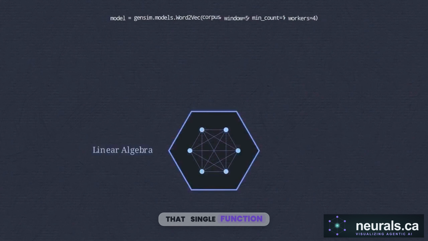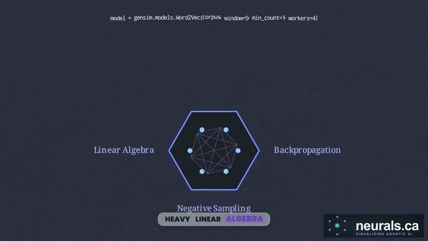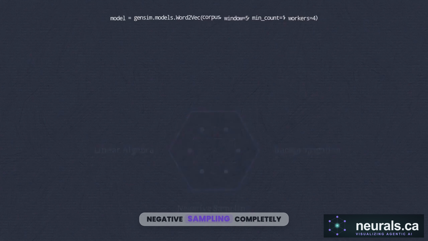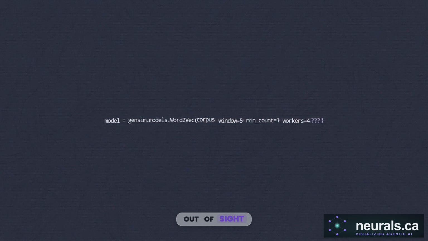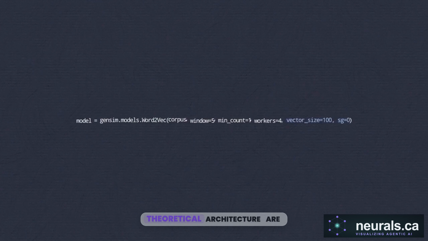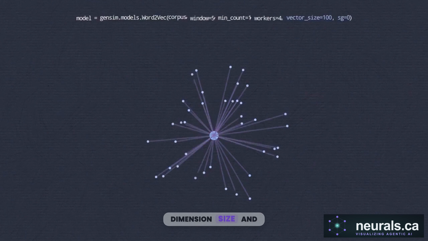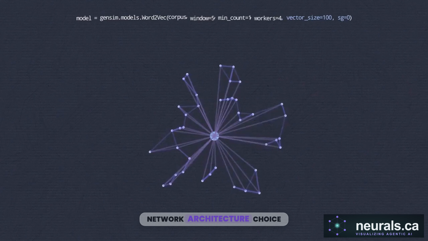That single function call is the entire engine. It executes all the heavy linear algebra, backpropagation, and negative sampling completely out of sight. Look closely at that single line of training code. Which 2 crucial hyperparameters from our theoretical architecture are missing? We left out the embedding dimension size and the specific neural network architecture choice.